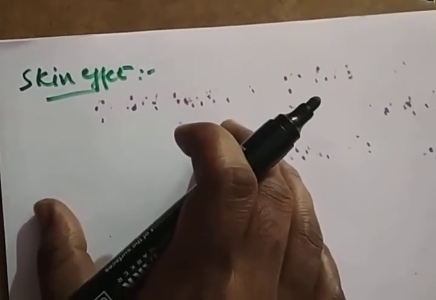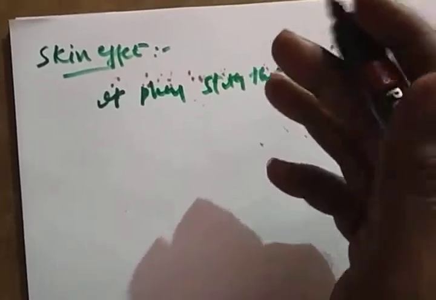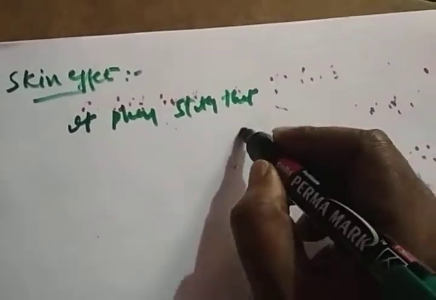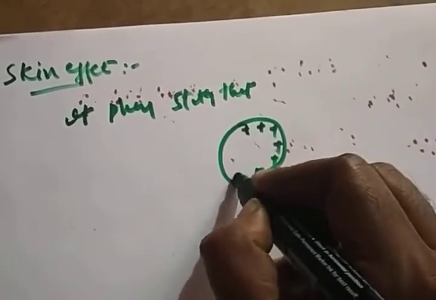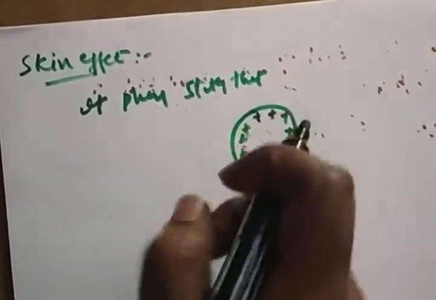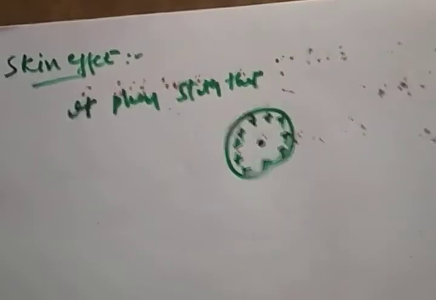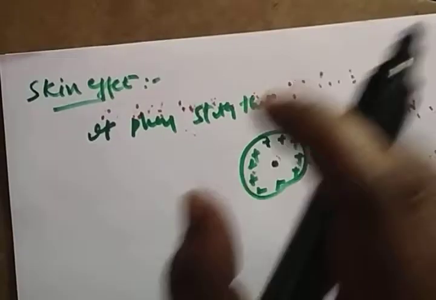Skin effect is a phenomenon which states that the current at the surface of the conductor is maximum compared to the center of the conductor. If you take the conductor here, the current near the surface is very high, and the current in the middle part, the center of the conductor, is very low. That phenomenon we call the skin effect.